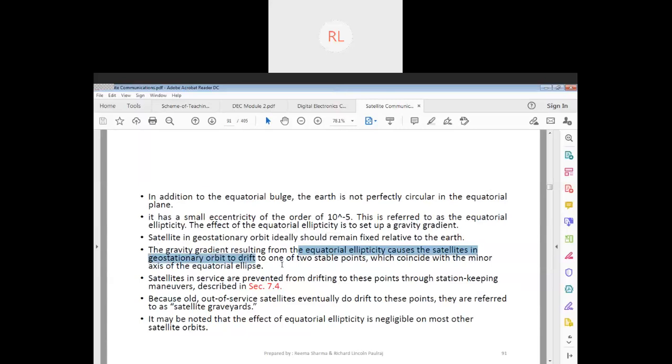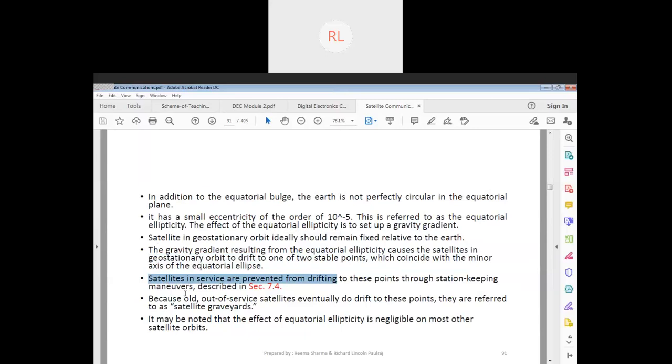Now this gravitational pull is also influenced by the full moon, half moon, no moon, and the solar effects. All these come into the picture. This resulting effect, which is nothing but your equatorial ellipticity, causes the satellites in geostationary orbit to drift. So the gravity gradient is one such important thing which keeps the satellite in place. If not, there is a drift that happens. And if there is a drift, then there's no point in actually maintaining a satellite.